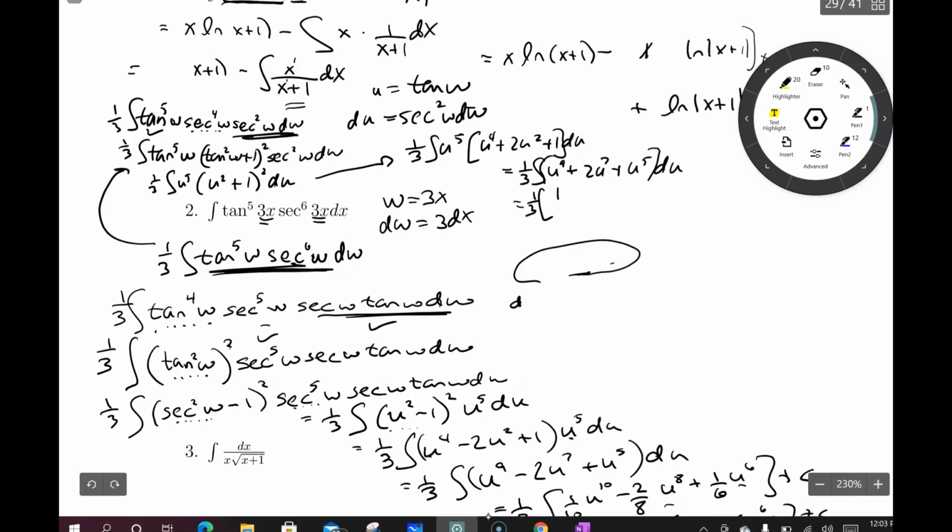All right, so I get 1/10 u to the 10th plus 2/8 u to the 8th plus 1/6 u to the 6th plus c. So I'll put the tangent back in for the u, and I'll put the 3x back in for the w.